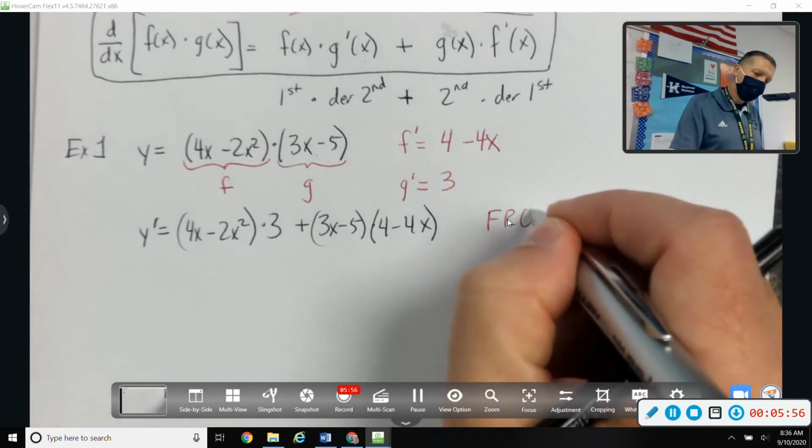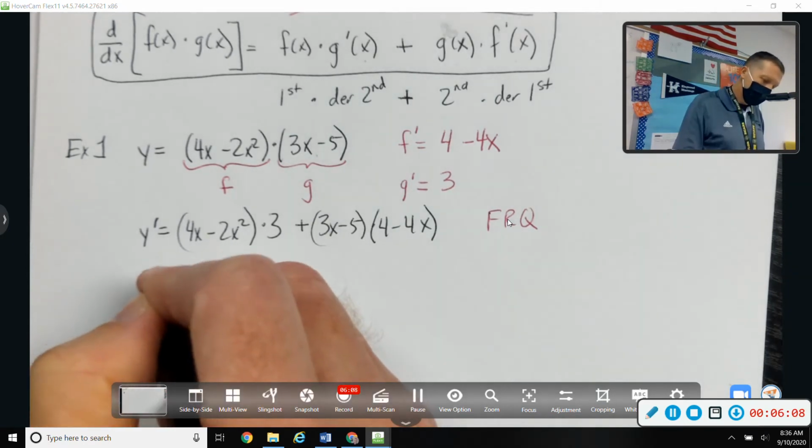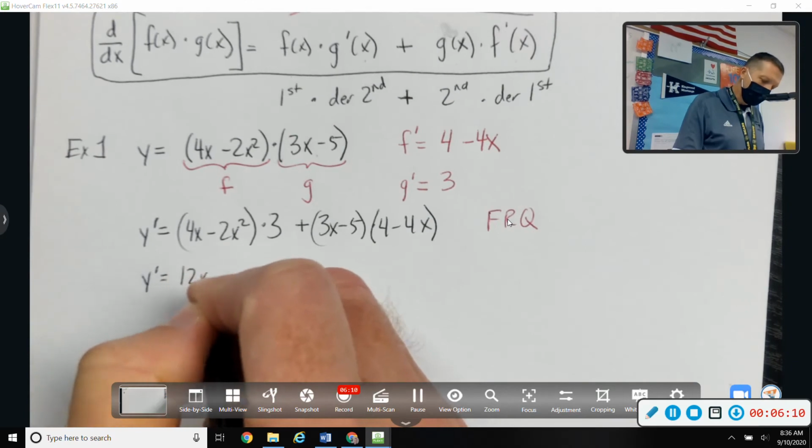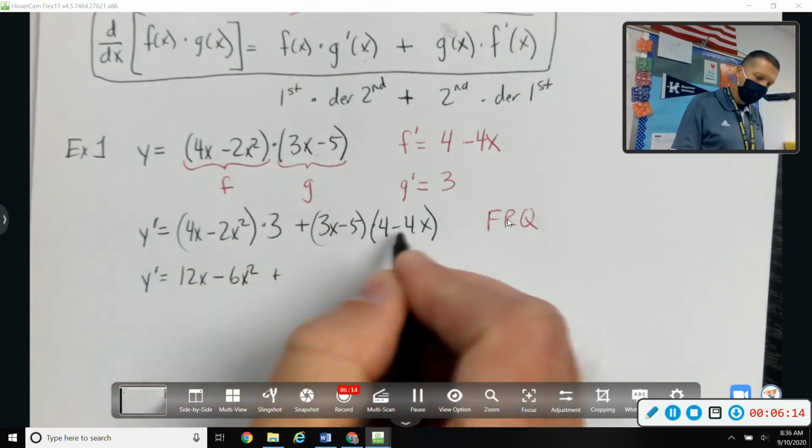And on a free response question, that would be a perfectly acceptable answer. Like, we did the calculus, the rest is algebra, we're good. On a multiple choice question, or if you're looking in the back of the book, they would do all the algebra. So let's do the algebra real quick here. Oh, a little bit of foiling, that's okay.